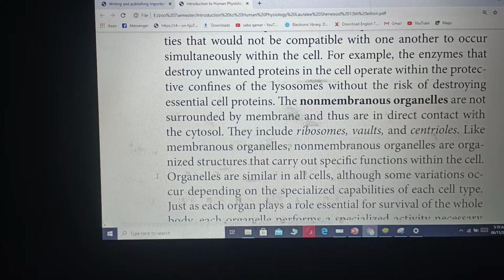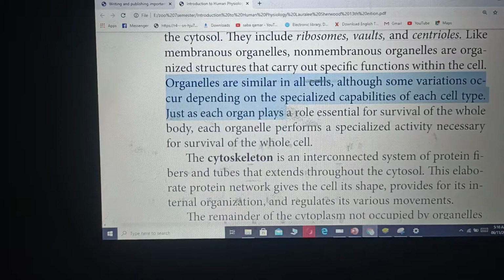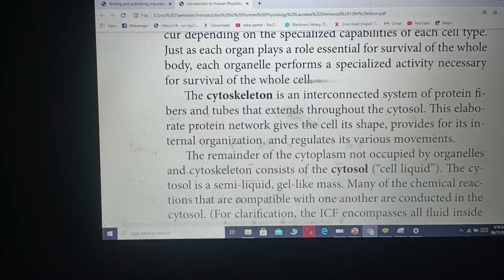Organelles are similar in all cells, but their number may vary from cell type to cell type. For example, their number may be different inside liver cells. If we compare digestive cells with those of liver cells, or digestive cells with respiratory cells, the number of different organelles may vary. So I am moving towards the next point, that is cytoskeleton.